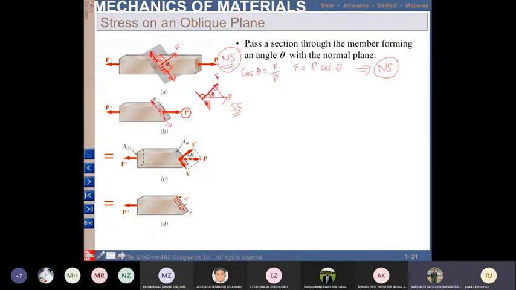So either way. In this slide, the shear force is written as V. The normal force is written as F, but for the shear stress, the shear force is written as V. So this V, this direction is actually the same as this direction.